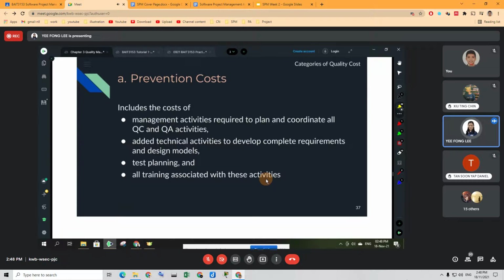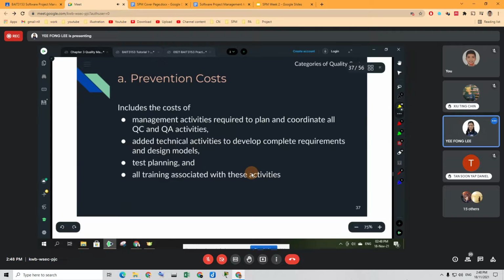These costs need to be planned before the actual operation. That's why we call it prevention.